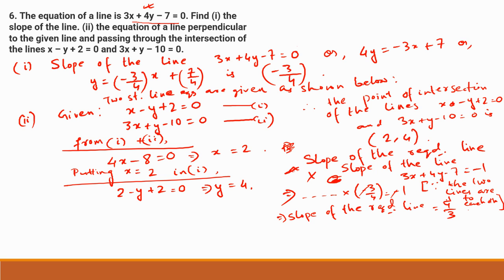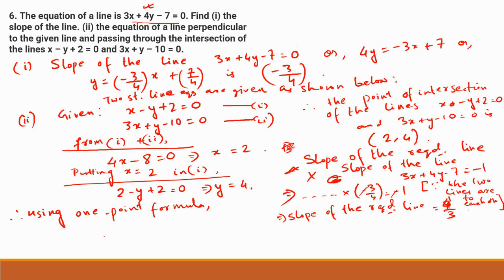Alright. So now you got the slope of the required line, 4 by 3. You got the point of intersection. Basically, that means you got one point of that required line, which is 2 comma 4. Therefore, using the one point formula, if you want, you can write it, or otherwise directly write. Therefore, the equation of the required line is, use the one point formula, which is y minus y1 equals m times x minus x1. No harm in writing it if you remember it.